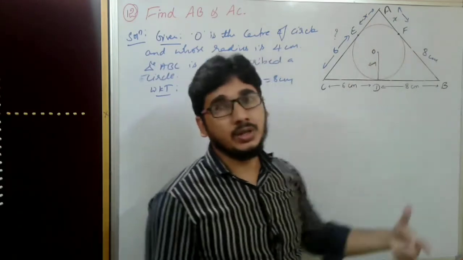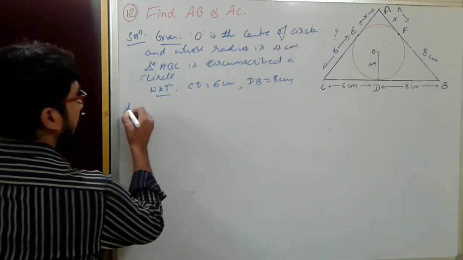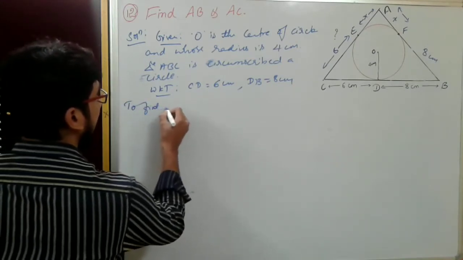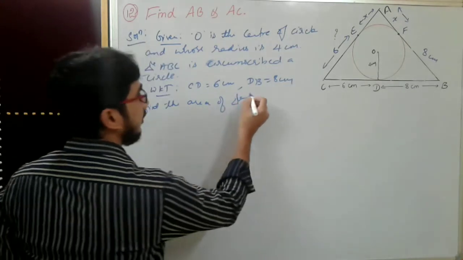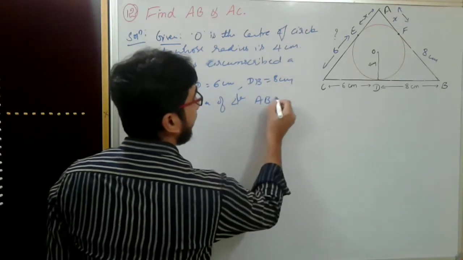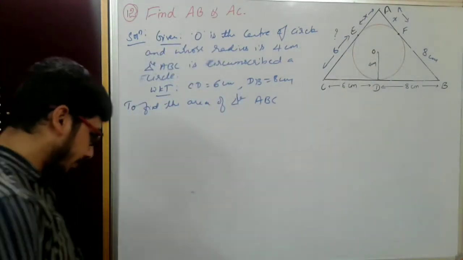These are x, I don't know, so I am keeping it like that. So let us find the complete area. To find the area of triangle ABC, the bigger triangle, I am going to find it now. So what will be the area of the bigger triangle?